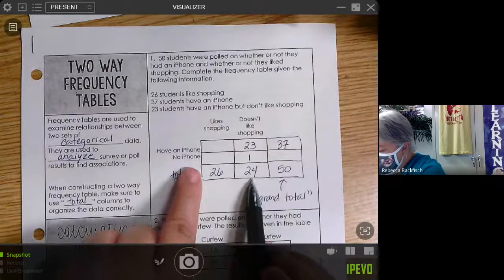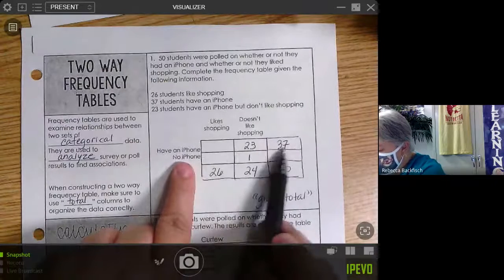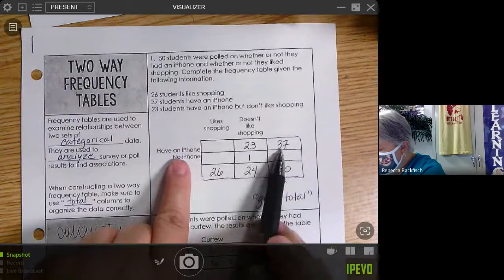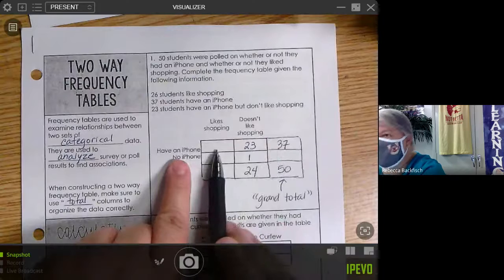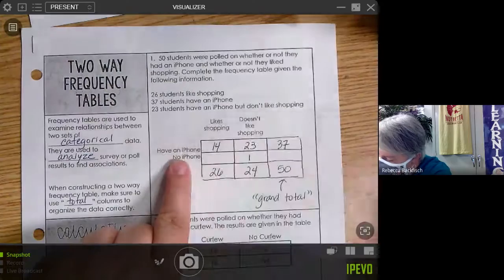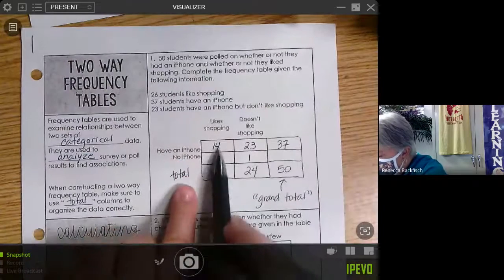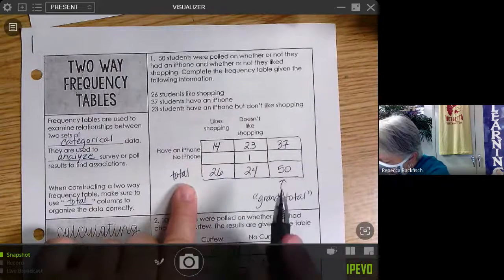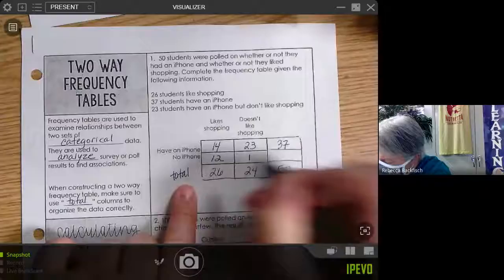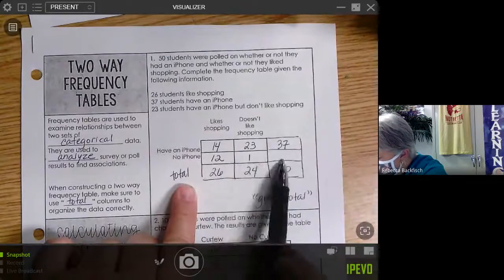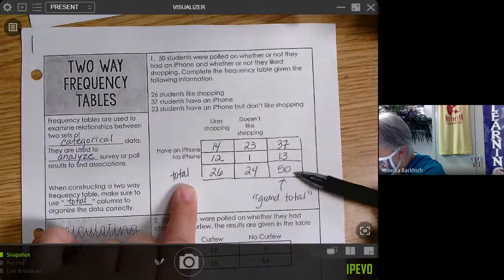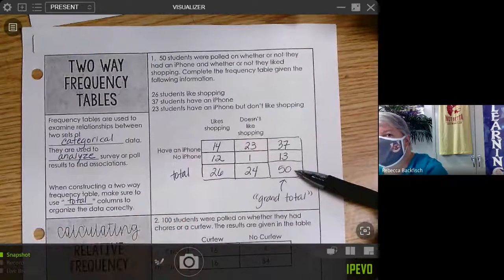And I could also finish this row off pretty easily. People who have an iPhone, 23 of them don't like shopping. There's 37 total. So how many should like shopping? 14, good. 14 plus 23 equals 37. And then I can add up this column or finish off this column. That would be what, 12? And 12 plus 1 adds up to 13. And I know that's correct because 37 plus 13 adds up to 50. So that's me finishing off the table.